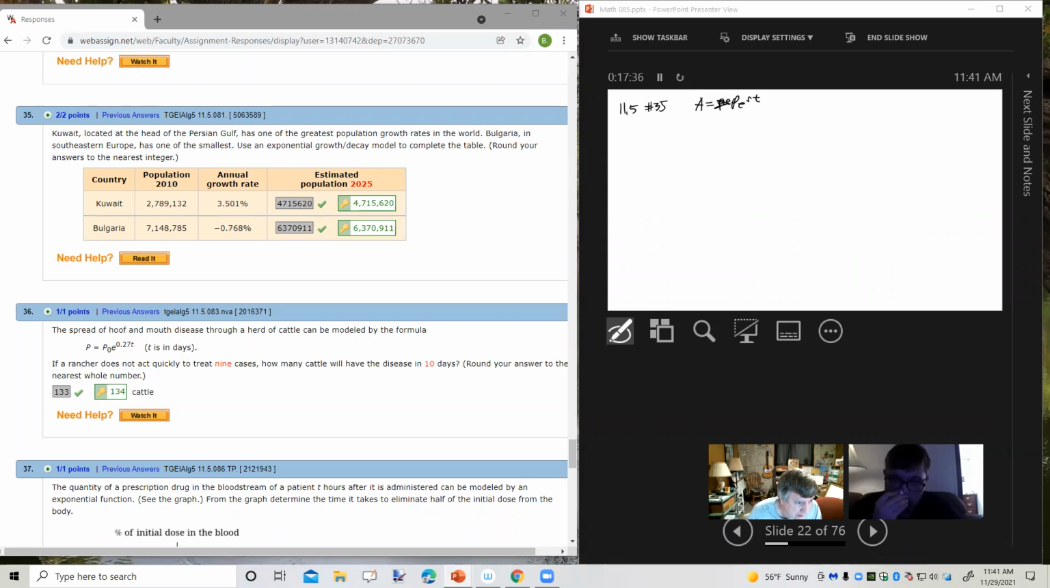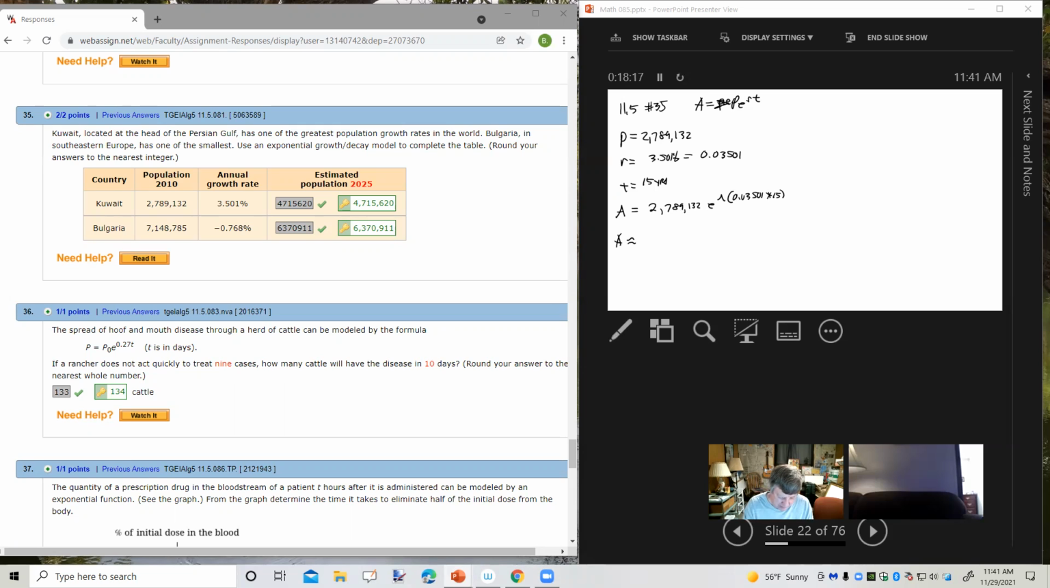And let's see, Kuwait, the population, so P is 2,789,132. The annual growth rate now is 3.501%, which is 0.03501. And the time is now 15 years. So A equals 2,789,132 times e to the 0.03501 times 15 years.